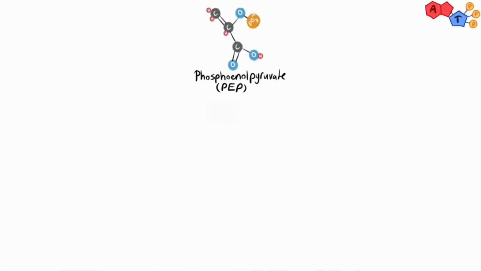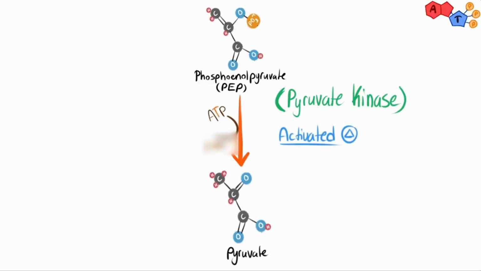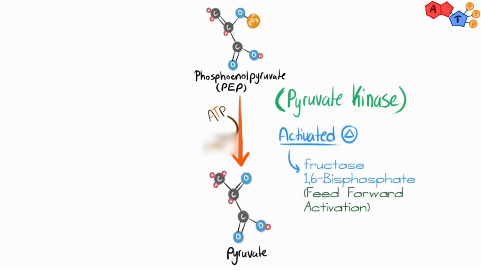Finally, phosphoenol pyruvate will undergo dephosphorylation, donating its phosphate group to a molecule of ADP, producing a molecule of ATP. After the removal of the phosphate group, phosphoenol pyruvate will be converted into pyruvate. This reaction is catalyzed by the enzyme pyruvate kinase. This reaction is the third regulated step of glycolysis. It is activated by fructose 1,6-bisphosphate, a mechanism called feed-forward activation, and inhibited by increased levels of ATP.